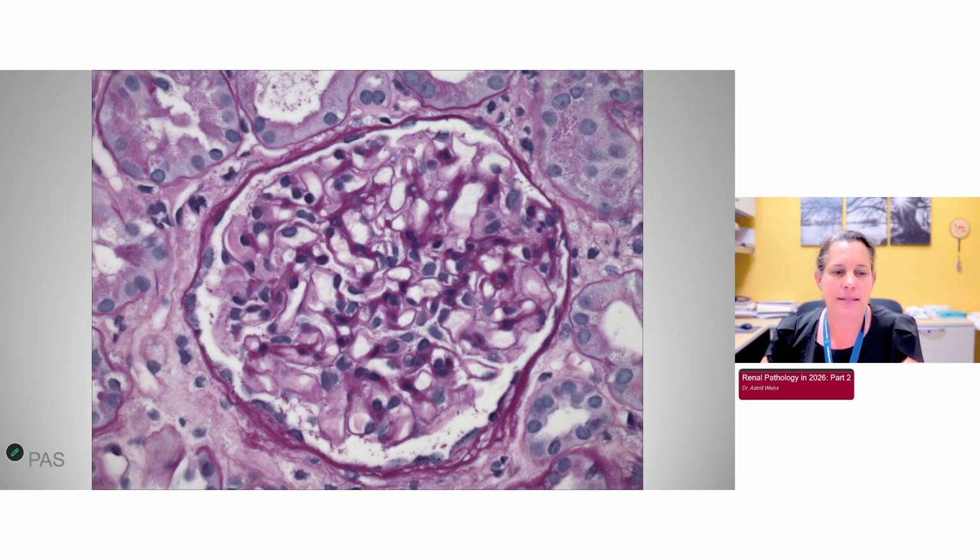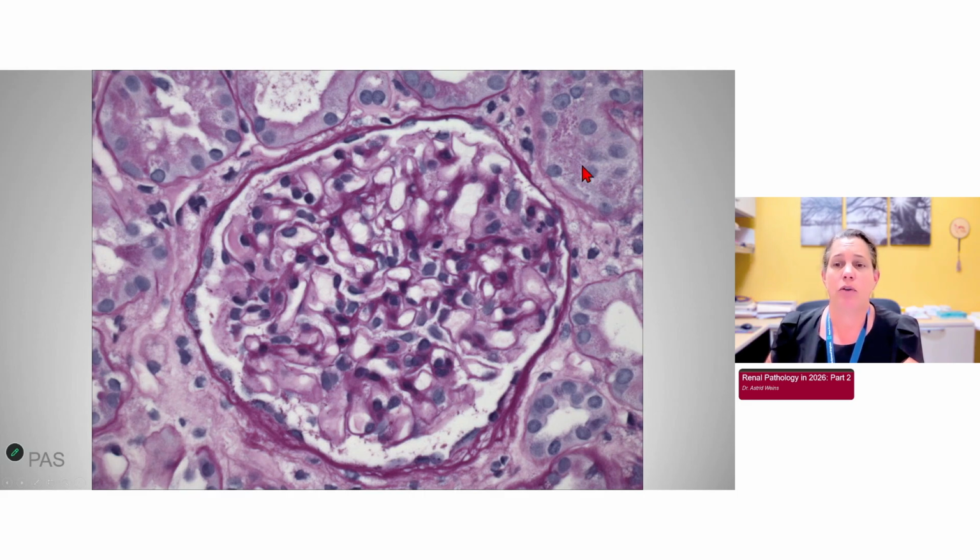So here you can see the PAS stain, which highlights the basement membranes very nicely, and also the mesangial areas. Overall, this glomerulus looks really normal. There really isn't much architecturally wrong with it. To the trained eye, maybe some of the podocytes look a little bit reactive, but really this is a normal looking glomerulus with no significant light microscopic abnormalities.